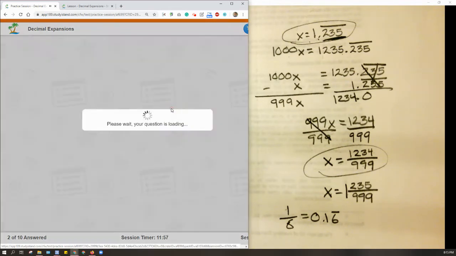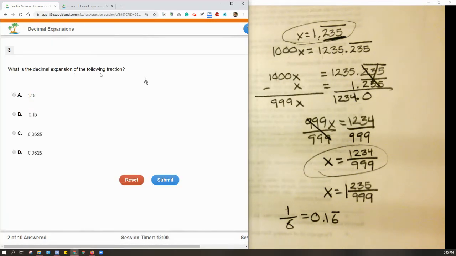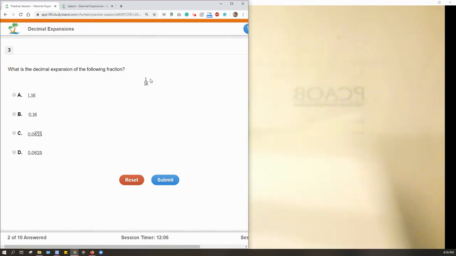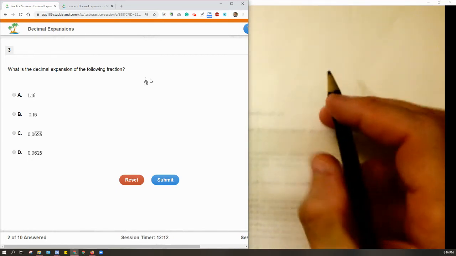Let's do another problem. What is the decimal expansion of the following fractions? So this time we have 1/16. 1/16 has nothing to do with 9s like the other problems we've been doing. So let's go ahead and do our long division. But then again, you can just punch this stuff into a calculator. But I'll show you with the long division anyway.